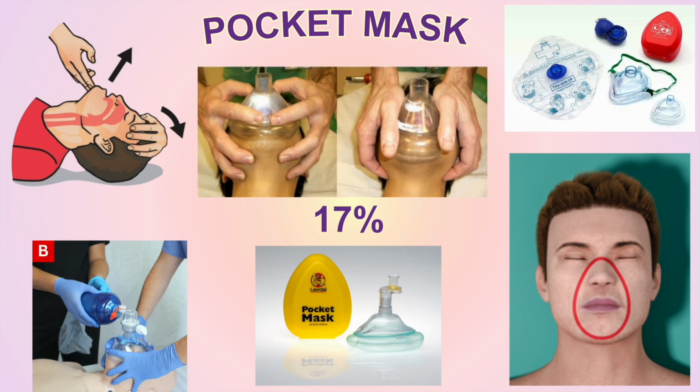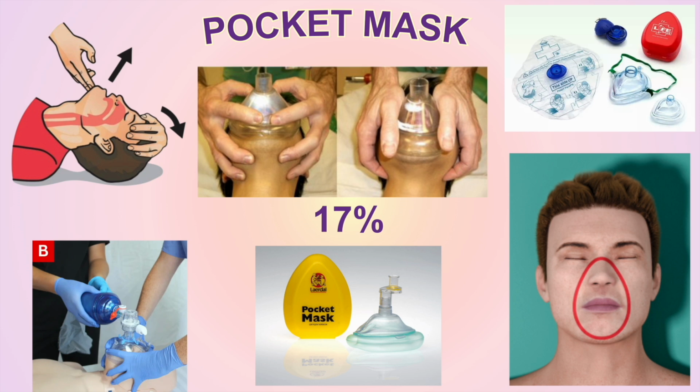Using your hand that is closer to the top of the victim's head, place your index finger and thumb along the top edge of the mask. Then place the thumb of your other hand along the bottom edge of the mask.